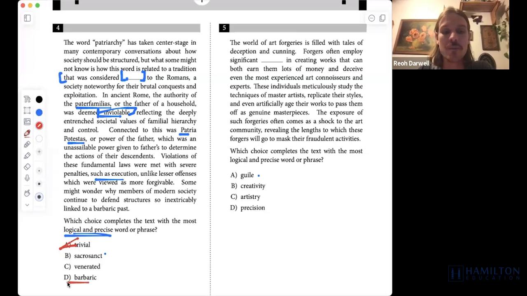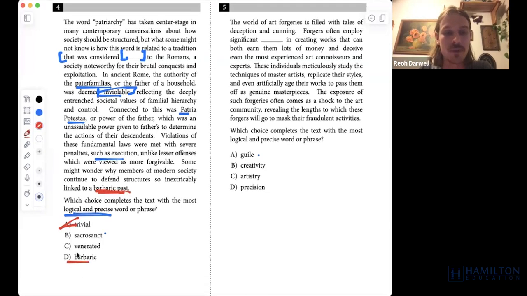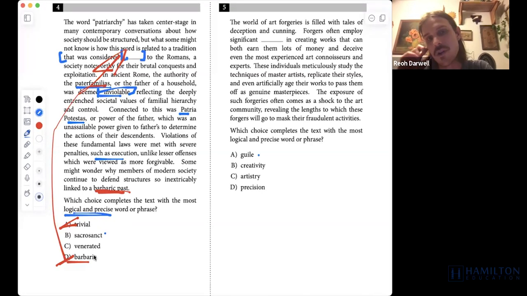Now, though this action may be barbaric, and though we see a barbaric past linked to the Romans, we cannot connect that to here, because we would be saying that the Romans considered it barbaric, but instead, the Romans considered it very important. All right, now we're between sacrosanct and venerated. For one, this is a good thing that the SAT loves to do. They like to see if you know how things are used in common use.